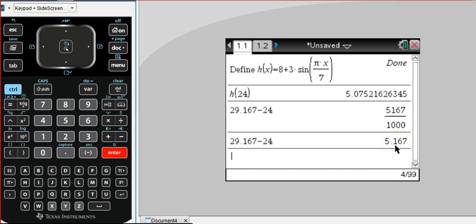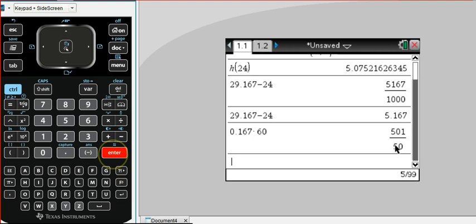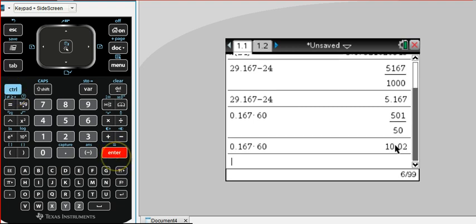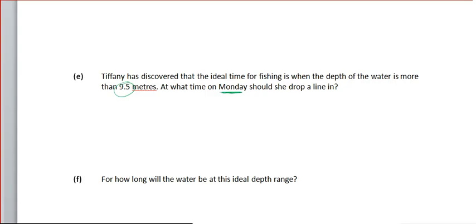It's asking you for a time. So, you know, logically, you don't say to someone, I'll meet you at 5.167 in the morning. You actually say it's 5 o'clock and then however many minutes past that. So that 0.167, you need to times that by 60 because there's 60 minutes in an hour. And you can see there that it's 10 minutes. So your answer here would have to be at 5:10 in the morning on Monday. That's when she needs to drop her line in.